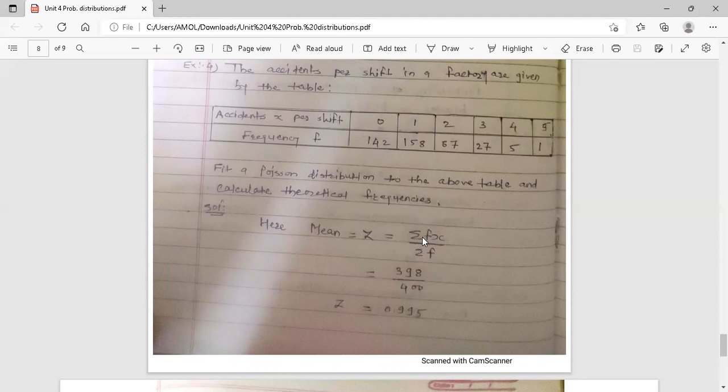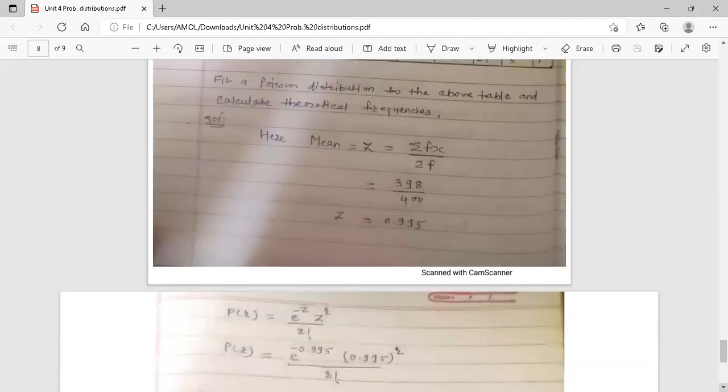For summation fx, you construct the table, and in that table you construct the column f into x. These are the values of x and f. You construct the column f into x, and then at the end you take the total. That will be the value of summation fx, and here it is 398, upon summation f, the addition of all the frequencies, which is 400. So if we calculate 398 upon 400, z is equal to 0.995. This is the mean value of the Poisson distribution here.